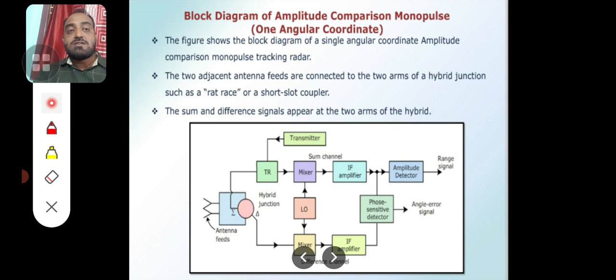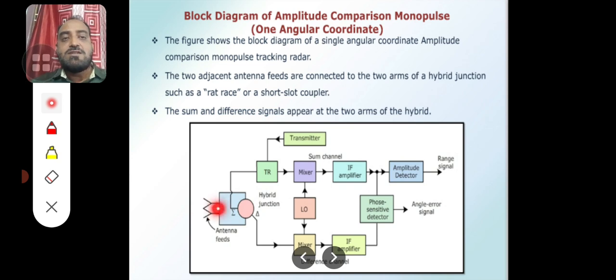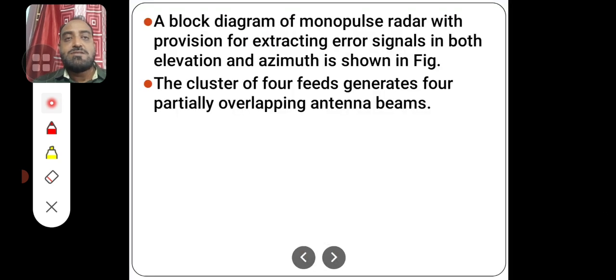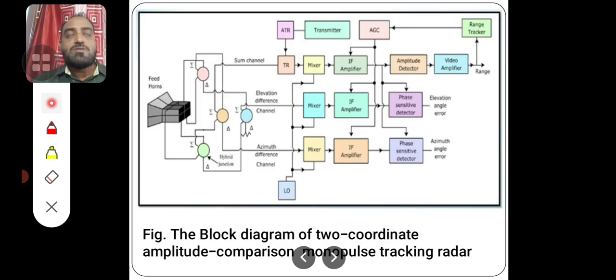The output of the mixer, generally called the intermediate frequency, is amplified by this IF amplifier, and the IF amplifier is followed by an amplitude detector which will detect the range signal. The amplitude detector detects the range signal, and the phase sensitive detector detects the angle error. Now this is a very simple block diagram which will have range signal along with angle error. This angle error may be used as azimuth angle error or elevation angle error depending upon the arrangement of the receiving antennas that you took. So this is the block diagram of a monopulse one coordinate system.